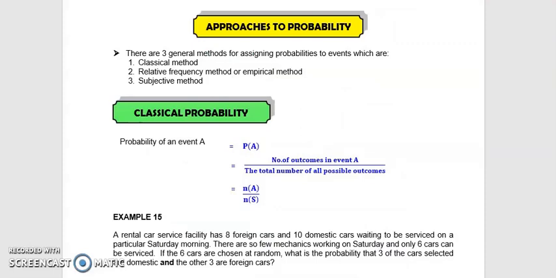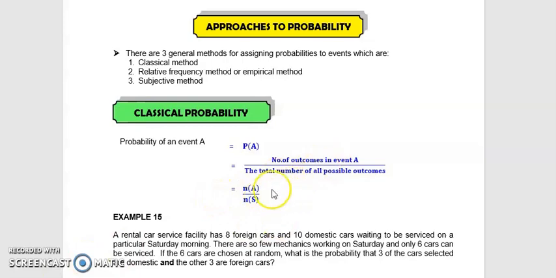Now let's move to approaches to probability, or methods for assigning probabilities. Basically we have three methods: the classical method, the relative frequency method, which we also call the empirical method, and the last one is the subjective method. Look at classical probability first. How to calculate the probability of an event, for example event A? The probability of A is given by the number of outcomes in event A divided by the total number of possible outcomes in that sample space.